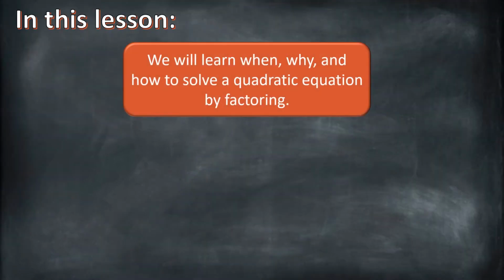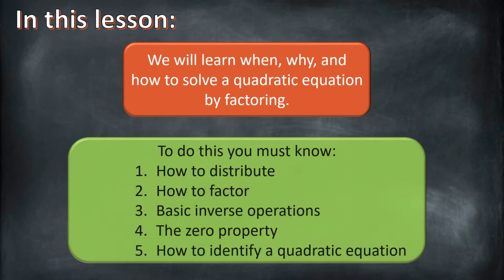So, here's what we're going to do specifically. We're going to learn when, why, and how to solve a quadratic equation by factoring. And in order to be able to do this lesson, you first have to know how to distribute, because factoring is backwards of distributing. And then, of course, you have to know how to factor. You're going to have to know some basic inverse operations. You're going to have to know the zero property.